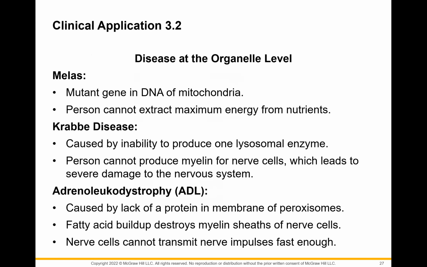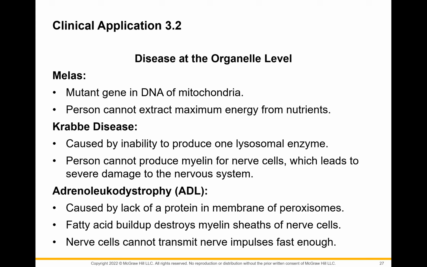All right, so like I said before, organelles are extremely important. And so from a practical application perspective, if you have diseases at the organelle level, you will see problems at an organ level, an organ system level, and again, they may even lead to death. So the first one that we see is MELAS, which is a mutant gene of the mitochondria, actually. The mitochondrial DNA has a mutant gene, and the person can't extract the maximum amount of energy from their nutrients.